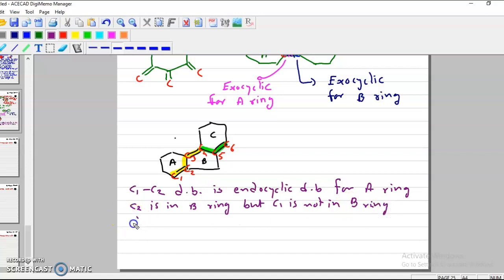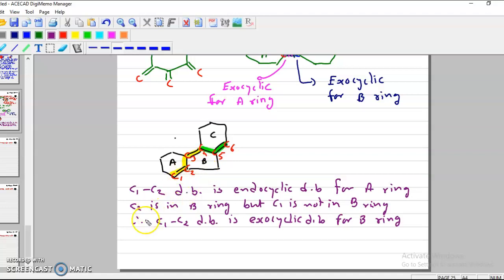Therefore, the C1-C2 double bond is an exocyclic double bond for B ring. Why? Because one carbon is a part of B ring, but one carbon is outside the B ring. That's why it is exocyclic for B ring.